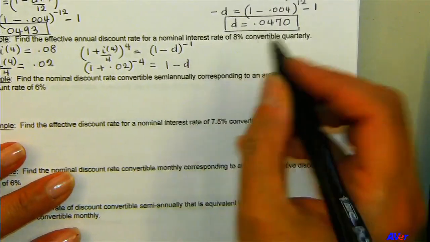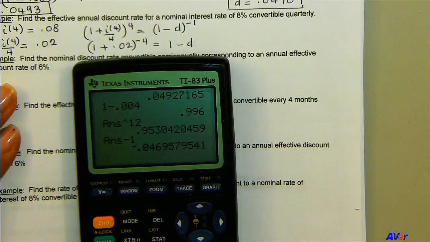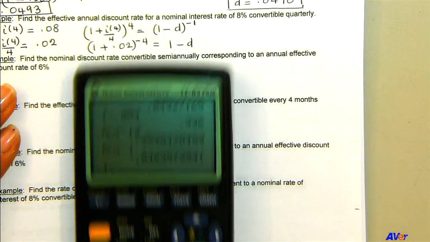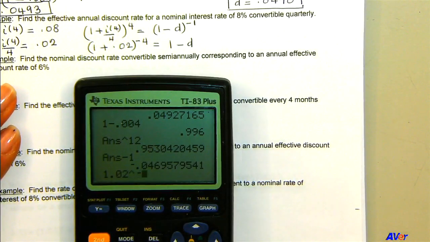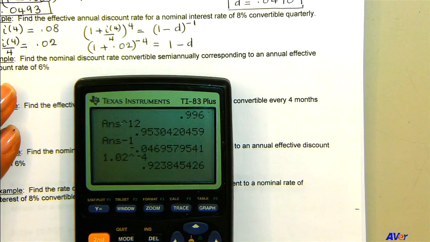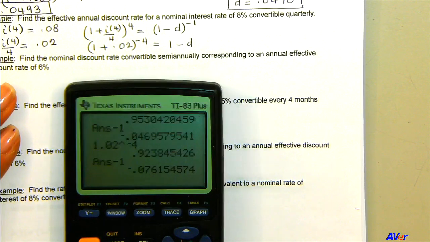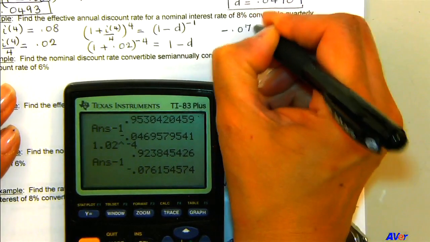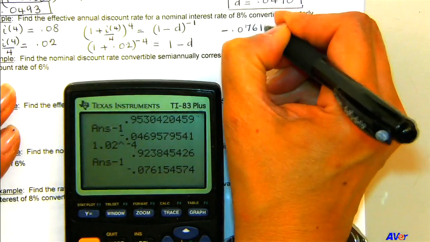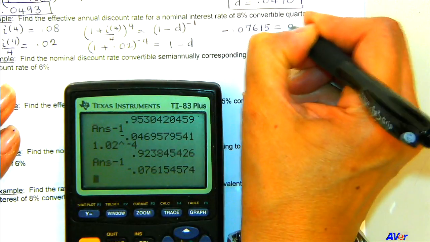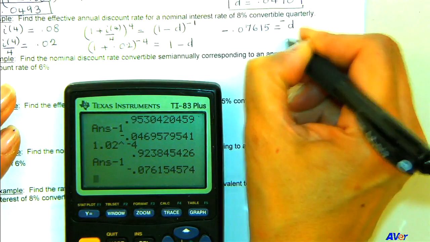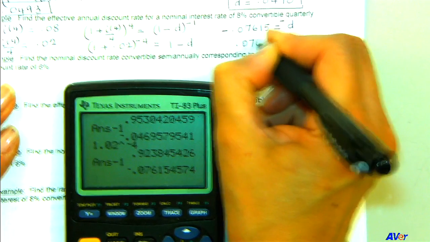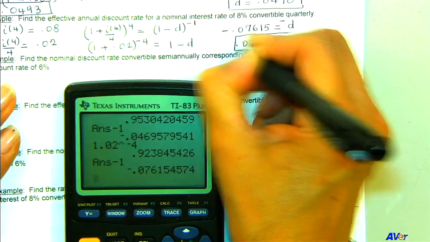Bring the 1 to the other side. So you have 1.02 raised to the minus 4, minus 1, which is minus 0.07615, so minus 0.07615 equals minus d. So d equals 0.0762. Get it?